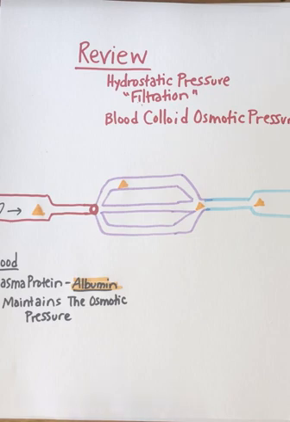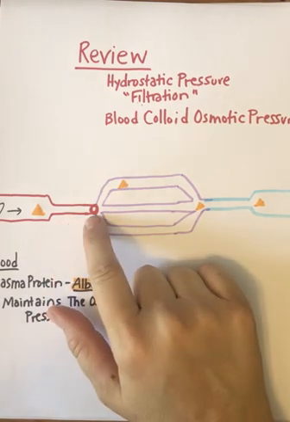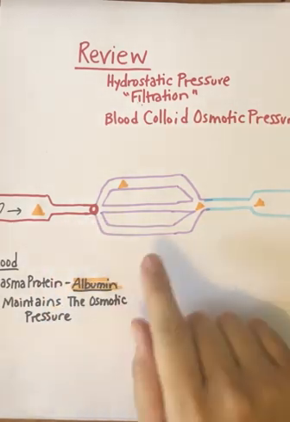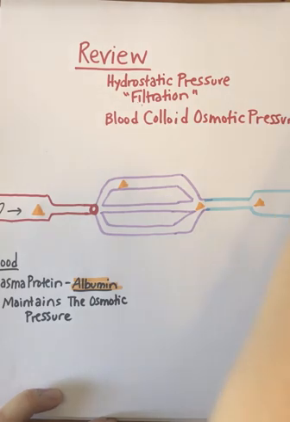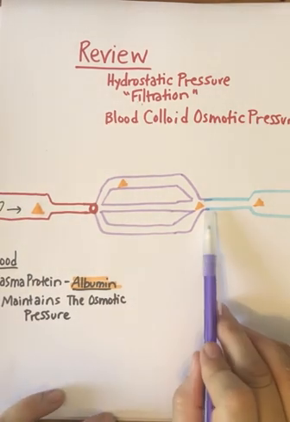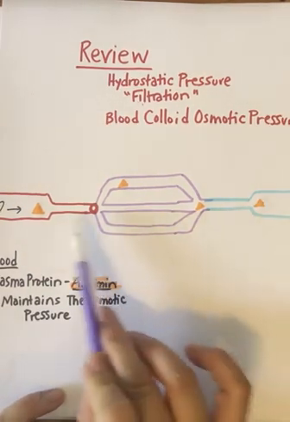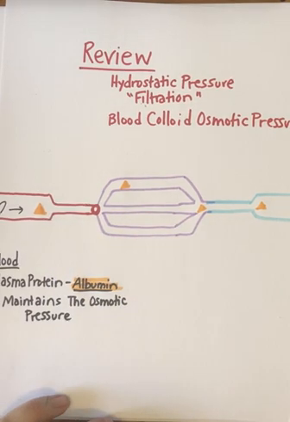So we have our artery and our arteriole. The arteriole is a tiny artery. It's got the precapillary sphincter. And then you have your capillary bed, which is the site of gas exchange. And then you have your venule and your vein. So blood is moving in this direction.